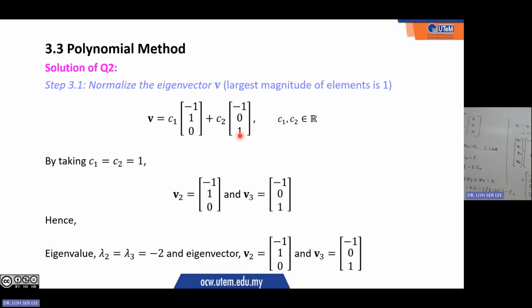This is actually what we want, because the largest magnitude is 1. So we just let C1 and C2 be 1. If C1 is 1, this is your V2. When C2 is 1, this is your V3. That means when you have the same eigenvalues, from that eigenvalue you will get 2 eigenvectors by having C1 and C2.